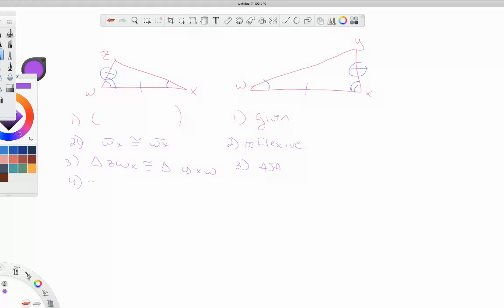Then now I can say that WZ is congruent to YX. And why would that be? CPCTC. And I need to make sure that they're in the same spots. So if I look at ZW, which is right here, isn't it in the same spot as YX? Yes, so they're corresponding sides. So therefore, they're congruent because of CPCTC.